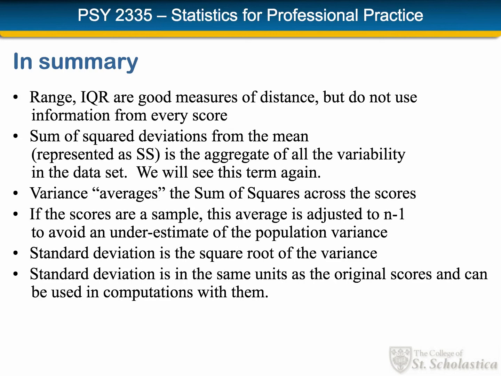The variance averages that sum of squares across all the scores, but has the problem of being in squared units. When the scores are a sample, we adjust using n minus 1 in the denominator to avoid underestimating the population variance. The standard deviation is the most useful of all these measures because it's in the original units. In this case, we were dealing with quiz points, and because it's in the same units, we can use it in computations to look at one score in comparison to the whole distribution. And in fact, that's what happens in the upcoming modules that you're studying this week.